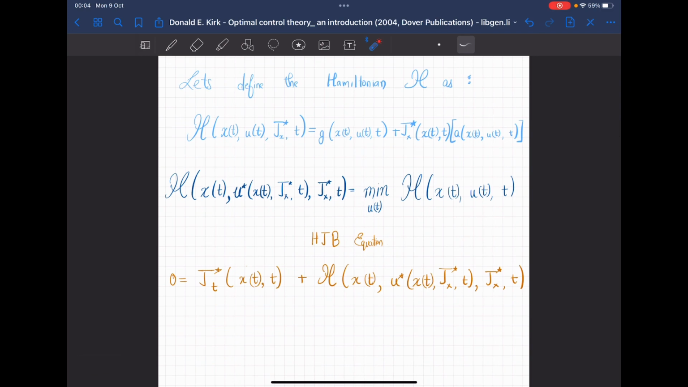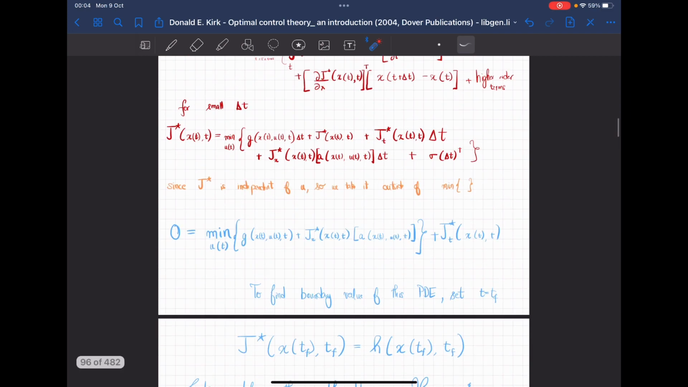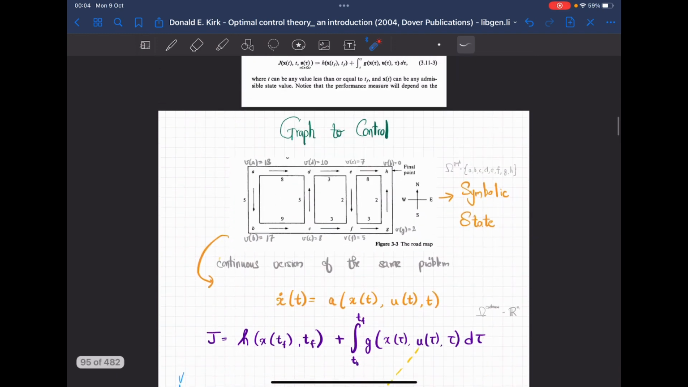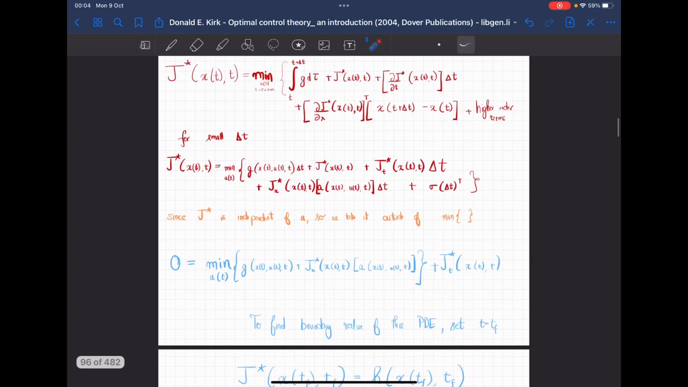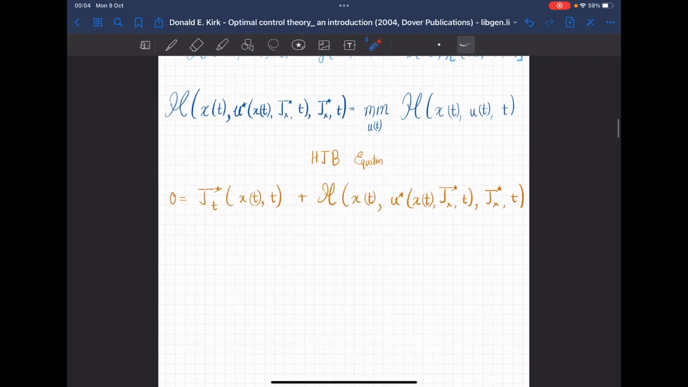So in this small tutorial, we derived how we went from seeing that there is a graph problem and its continuous analog in the control version gives us this kind of Hamilton-Jacobi-Bellman equation.